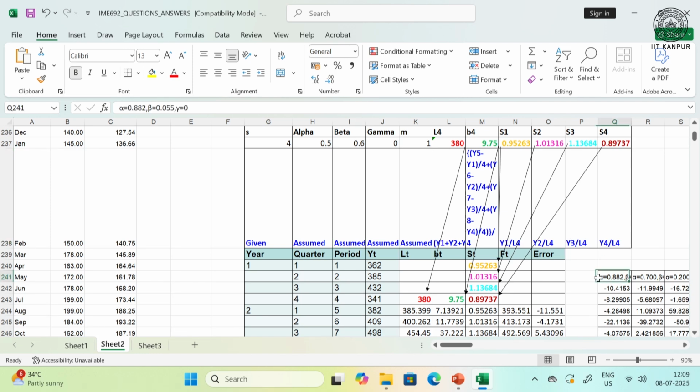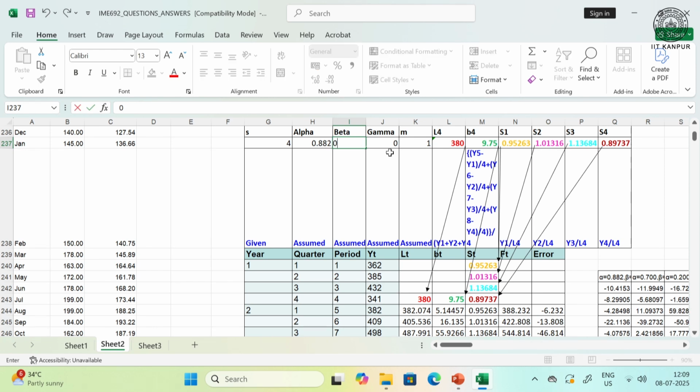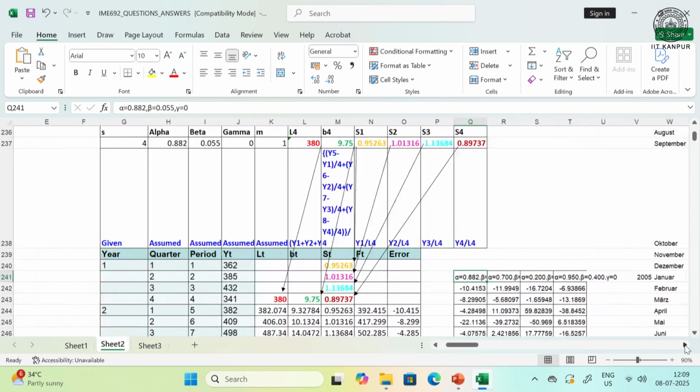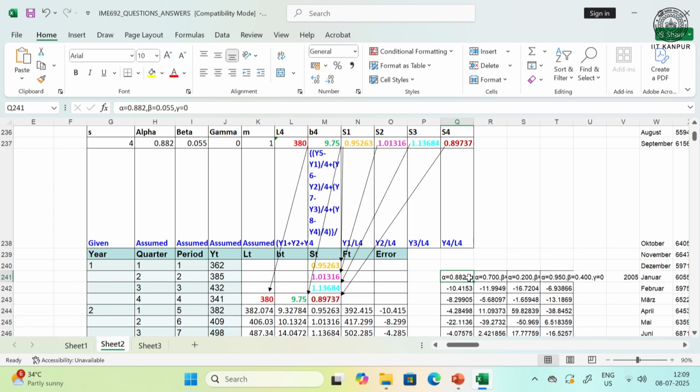So, let us do a simple concept. If I consider the value of 0.882 for alpha and a value of beta as 0.055. Why I am doing that, I will come to that later, and gamma as 0. So, if you see here, these are the values which have already been plotted. So, here I will mark in yellow.